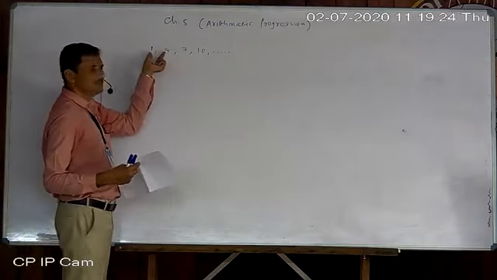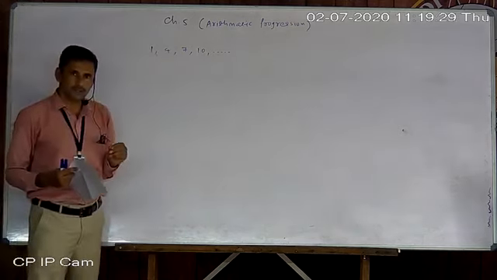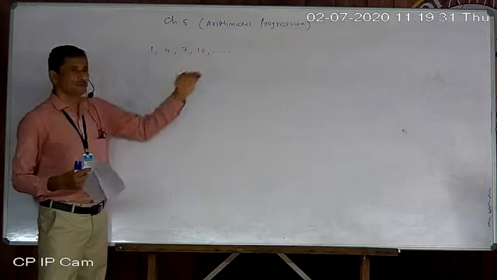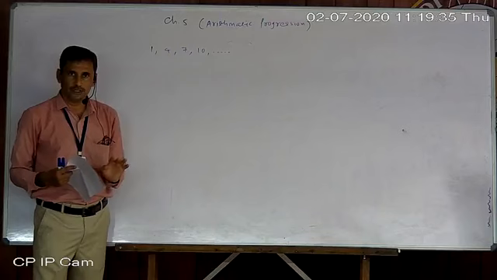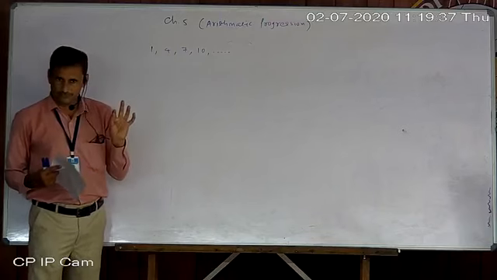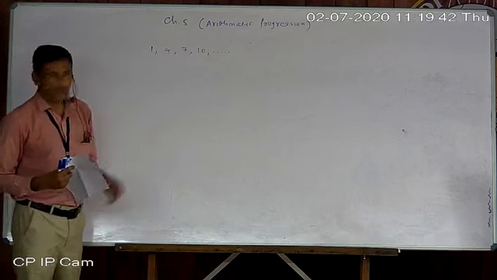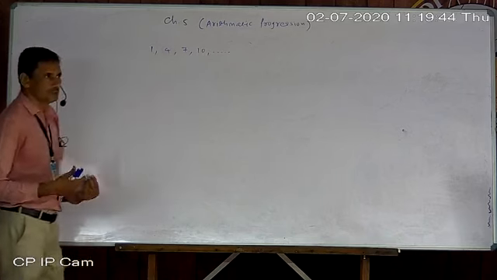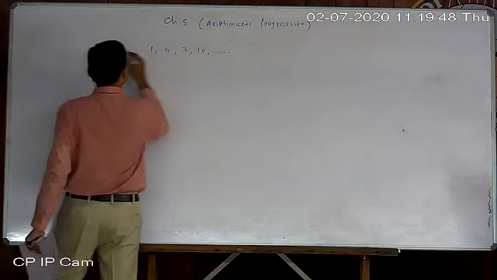So the difference between two consecutive terms will be equal everywhere. Then it is called arithmetic progression. That difference may be positive, may be negative, and may be 0 also. Here you can say the difference is positive. What is being added? 3. So D is 3 here.